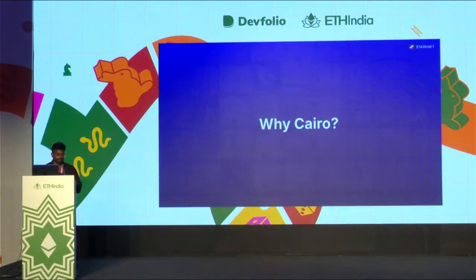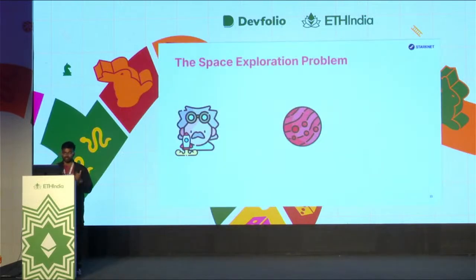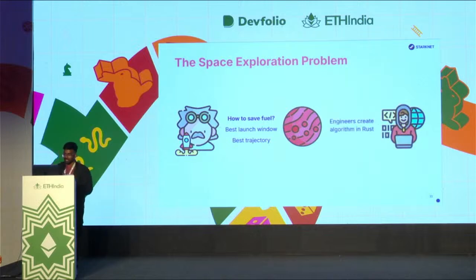So why Cairo in the first place? Cairo is a smart contract language that's used in Starknet, which is a provable language. Just giving a real life example. Say there's a scientist working on how to save fuel. He's looking into the best launch window and best trajectory to go to a planet, and engineers create an algorithm in Rust.